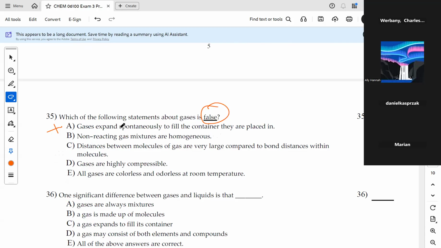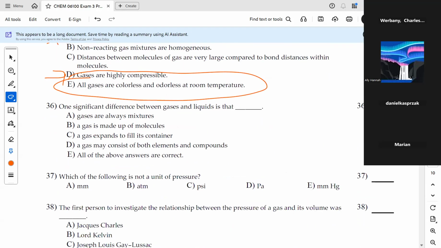We might see some type of change if they react. The distance between gases are very large compared to the bond distances. So that's saying that the molecules are teeny tiny, they're held together close, but then there's a large space between them. We can compress them because of that reason. So the only thing that we could guess isn't true, because we know the rest of these are definitely true, is that all gases are colorless and odorless at room temperature. I'm sure you smelled some gases that are not odorless at room temperature. So you can know from real life experience that statement's untrue.